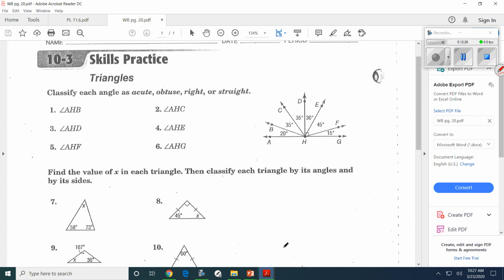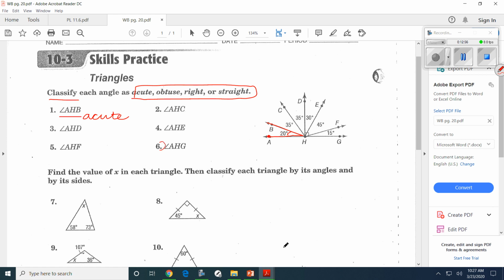On the other assignment that you're given today, again, you're going to practice classifying. Here it says just to classify it based on the angle. And so it gives you 3 letters, and you have to find that angle. For example, angle AHB. So you think AHB. Okay, so they're talking about this angle, 20 degrees. Well, that is an acute, so you write acute because it's less than 90 degrees.